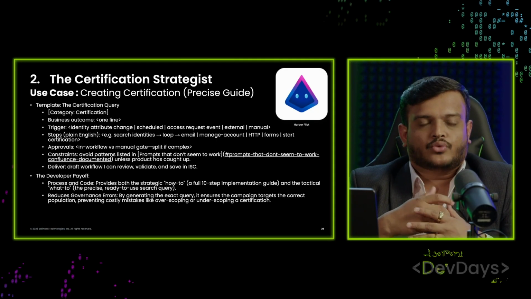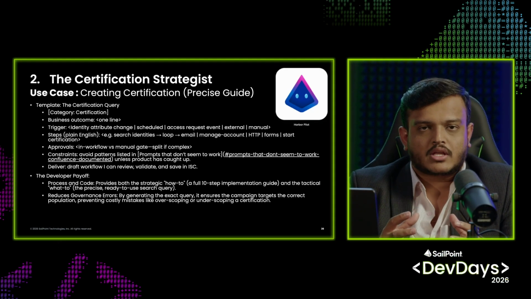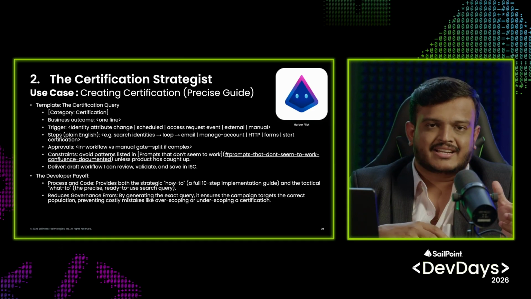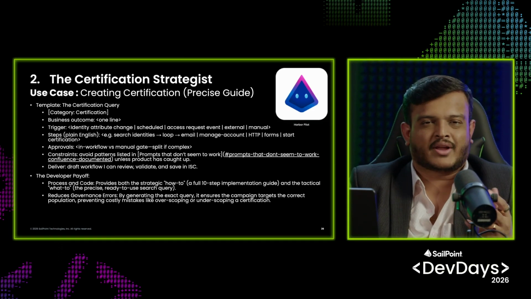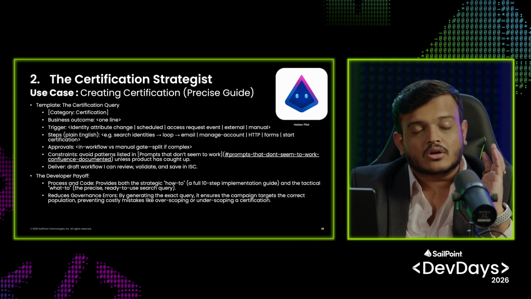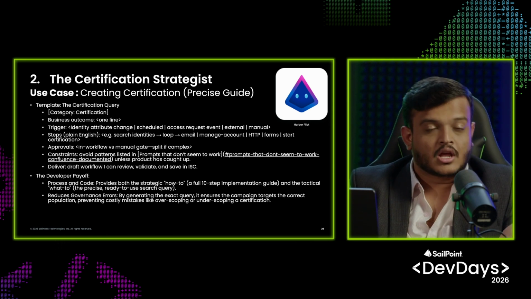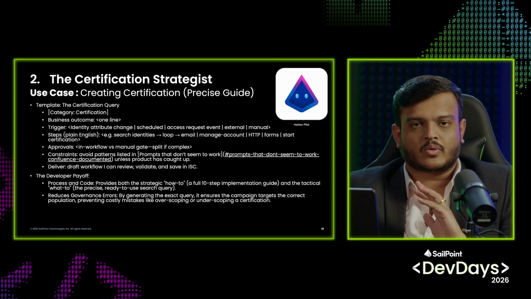It's going to pretty much compile everything, tell you a step by step guide, including your search queries. For this requirement, what is the search query you need to use? So for identity based certification, if you want to select all, meaning return all identities out of this query, it's going to build you the query in that context. If you're going to do it in access item, it's going to build the query in that context.